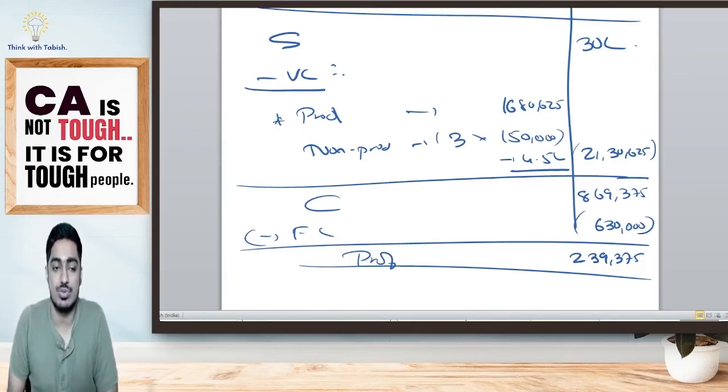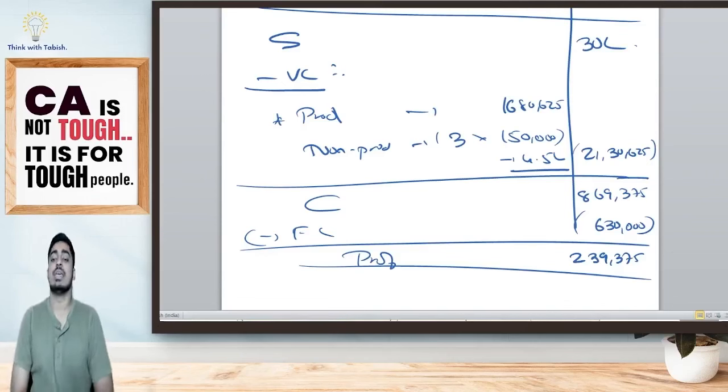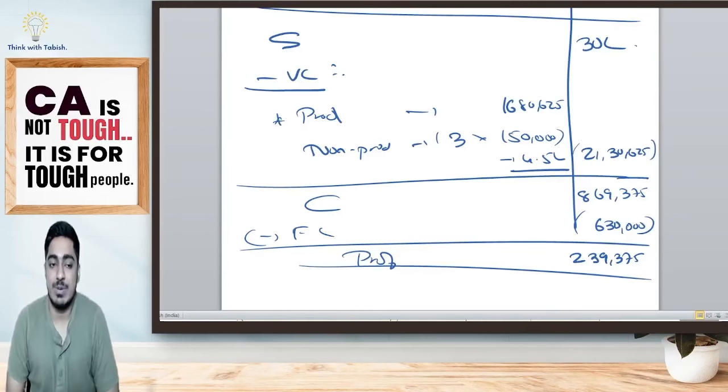Is it clear, students? With this, we have finished one of the most important chapters from your examination perspective. Yes, at times I was a bit fast. It was only because we have a target to finish the complete paper within 70 hours.